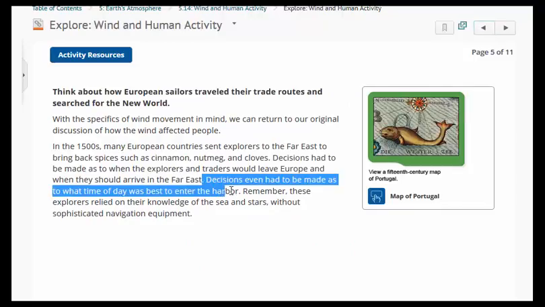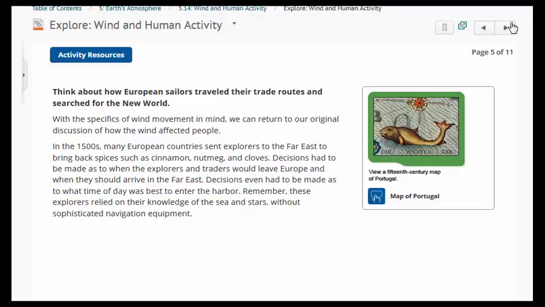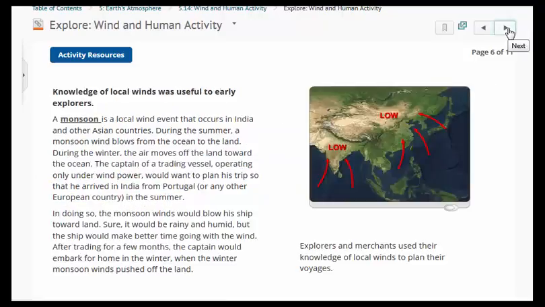Decisions had to be made about what time of day is best to enter the harbor. So remember, a sea breeze comes from the sea and it goes to the beach or the port. So sailors would want to use the sea breeze in order to enter a beach because it comes from the sea and pushes them to the land. They also needed to know, early people needed to know about monsoons.